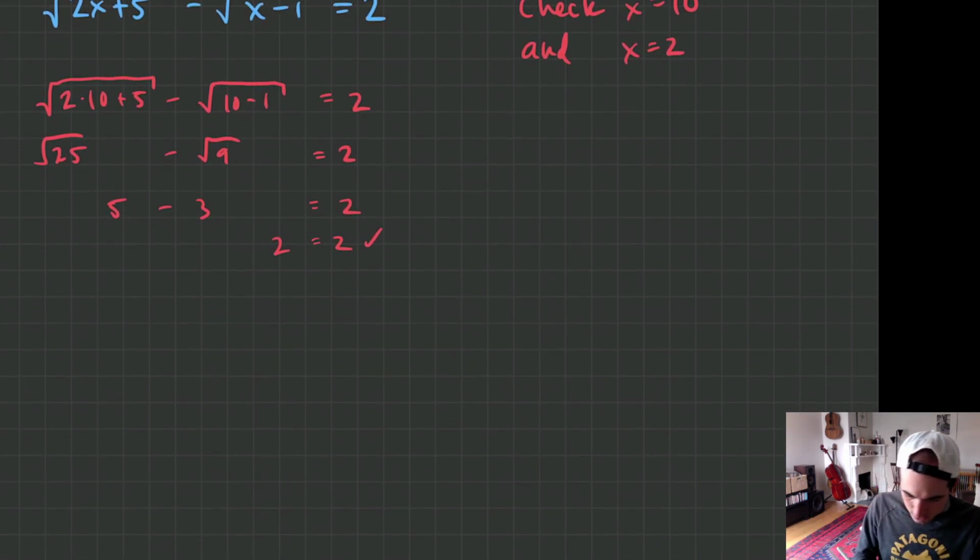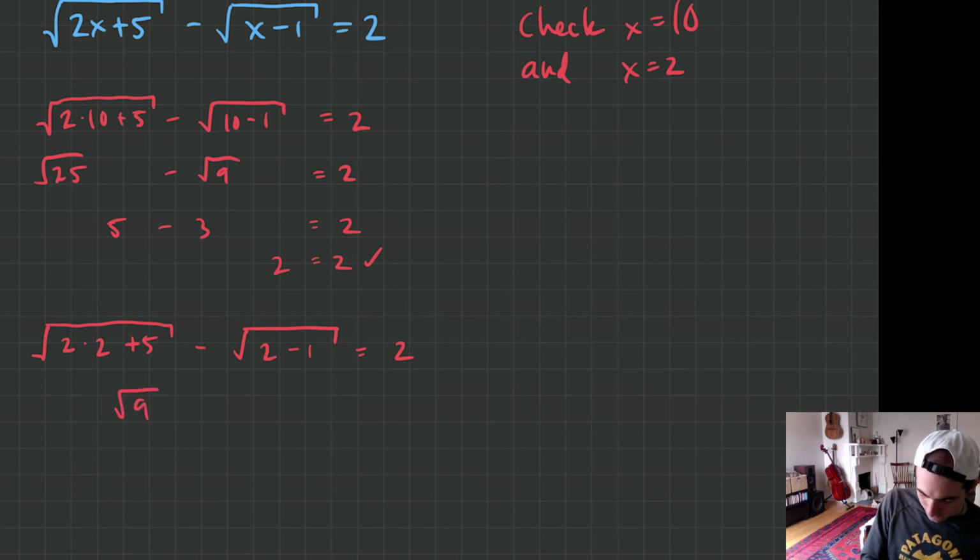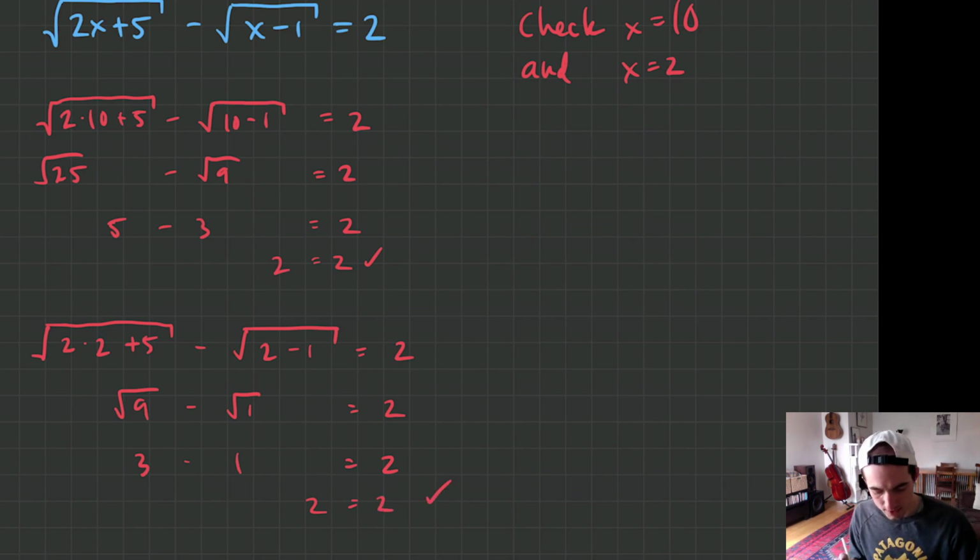Okay, let's try x equals 2. So I've got the square root of 2 times 2 plus 5 minus the square root of 2 minus 1 equals 2. Let's see. So this is 2 times 2, oh, that's plus 5 rather. So I've got 4 plus 5 is 9. So I've got root 9 minus root 1 equals 2. That's 3 minus 1 equals 2. Yeah, 2 equals 2. We're good. This is awesome. So that means we have 2 solutions.